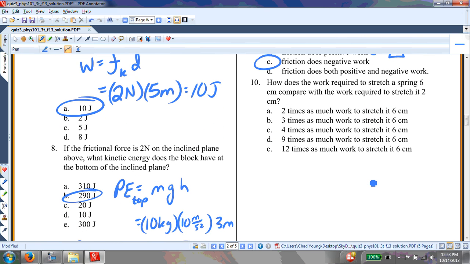How does the work required to stretch a spring 6 centimeters compare with the work required to stretch it 2 centimeters? Well, the potential energy of a spring is 1/2 kx squared, and this is equivalent to the work by the work-energy theorem. If I stretch it 3 times as far, 2 versus 6 centimeters, that means I'm increasing x by 3, which increases the work by 9. So D is the correct answer for number 10.